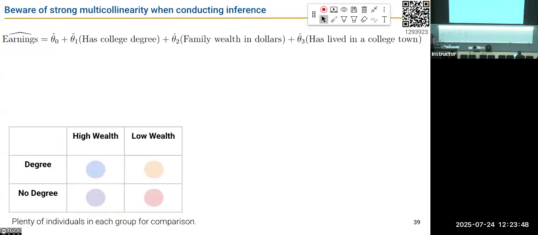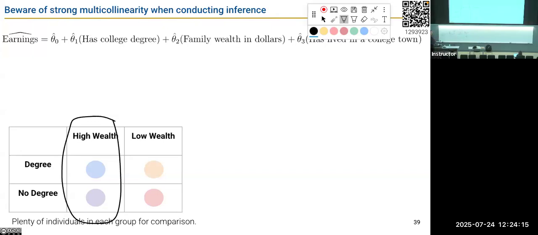Okay. So first, let's talk about the family wealth feature. Why is that a good feature to include? Well, remember when we were doing comparisons before, we're going to hold family wealth constant. So let's assume that we have held family wealth to this high wealth category.